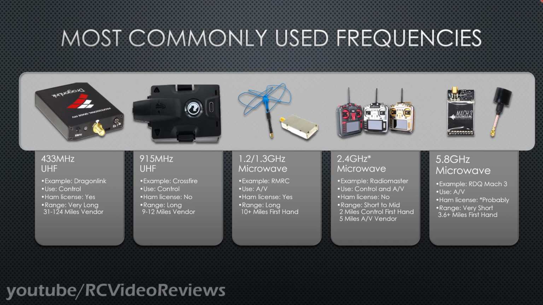An example of products utilizing this frequency are VTXs, specifically the Race Day Quad Mach 3. Its primary use is AV. As far as the ham license goes, you probably need one, although I've heard that there's some Fat Shark devices out there that are Part 15 certified. So if you can find a Part 15 certified device, you don't need a ham license.